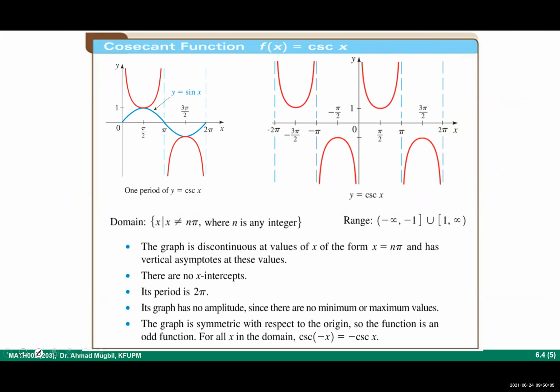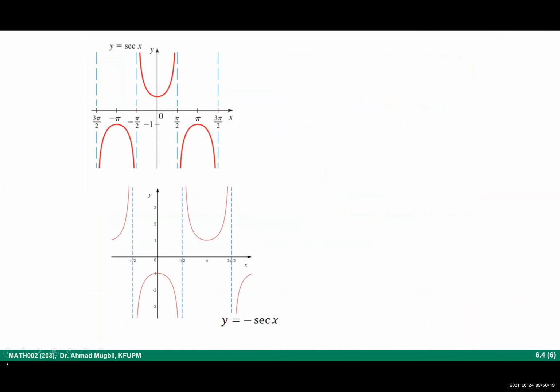In general, the vertical asymptotes are at n pi. What is n pi? N pi are the zeros of sine. It is, of course, odd, so it is symmetric about the origin. This is secant x. Look at the reflection when we have negative secant x. What happens? What was above the x-axis becomes below the x-axis. So it is a reflection in the x-axis.